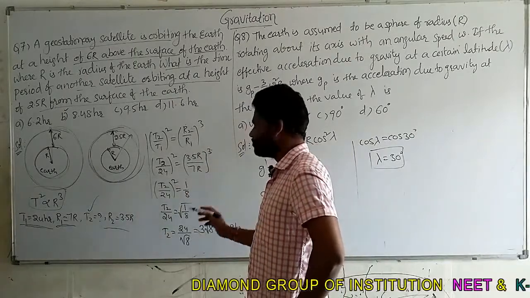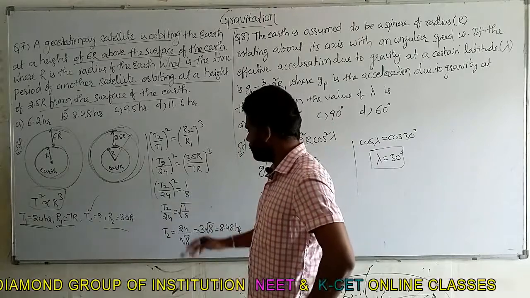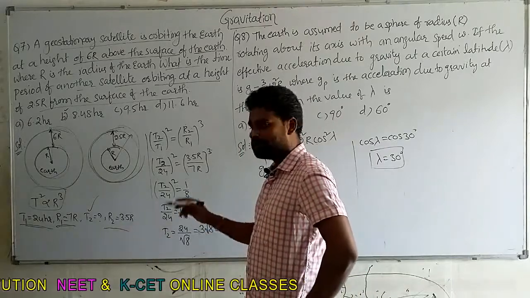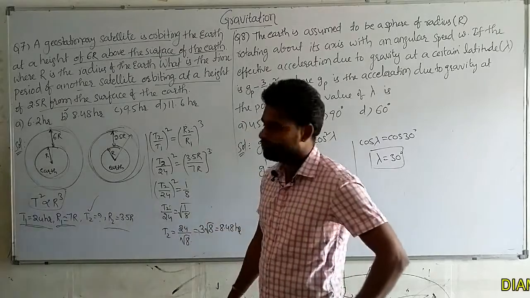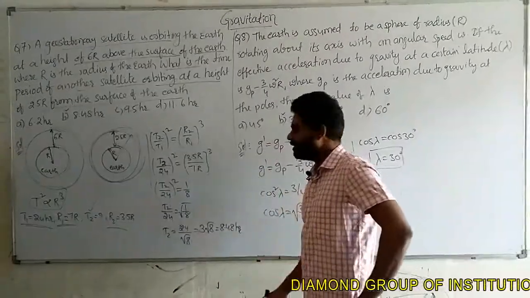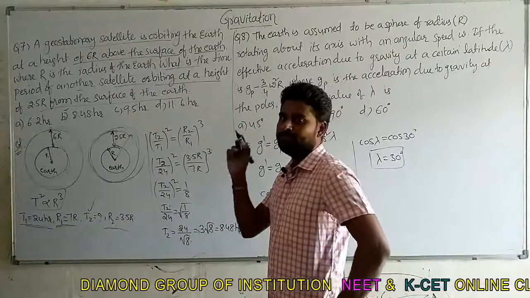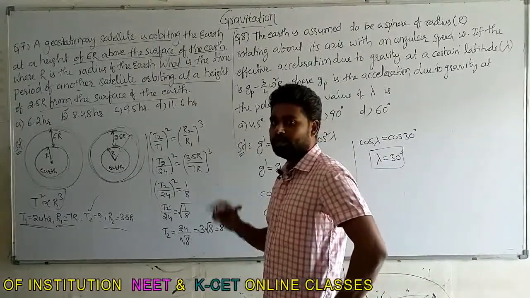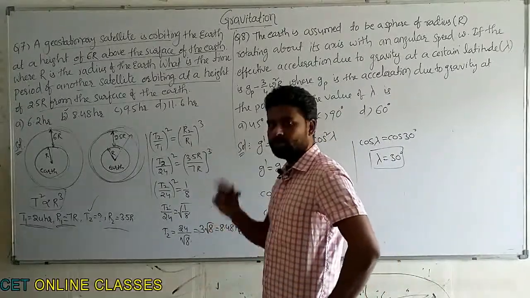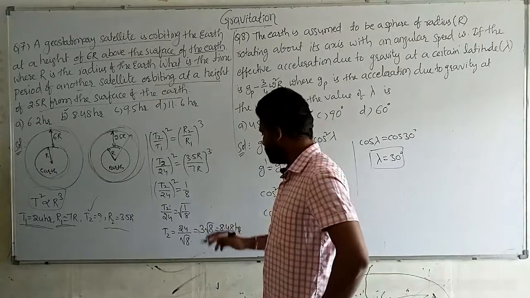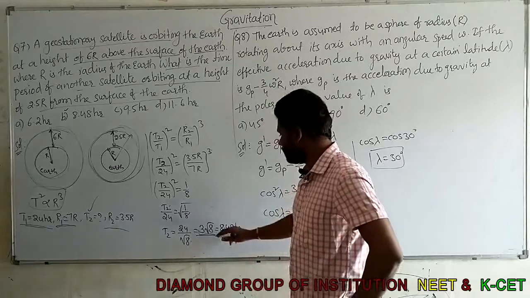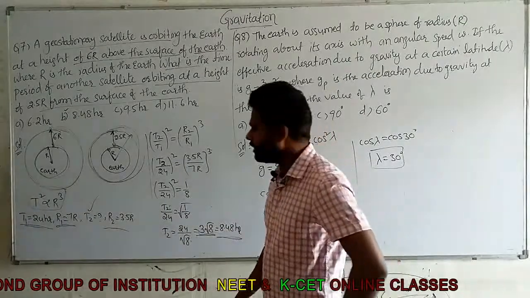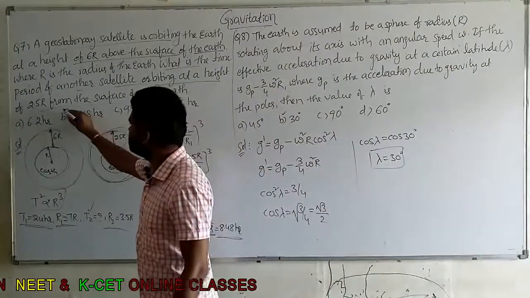Sending the square to this side, it becomes a square root, that means square root of 1 by 8. Square root of 1 is 1, and the square root of 8 we will get here. T2 equals 24 by root 8. To do it easily we can write 24 as 3 into 8, and 8 as root 8 into root 8. So 3 into root 8 into root 8 by root 8, one root 8 will be cancelled, and we get 3 root 8. Now simplify it fast. The value of 3 root 8 is almost equal to 8.48 hours. So 8.48 hours is the right answer.